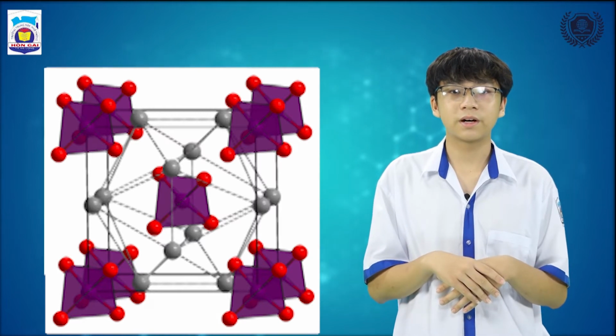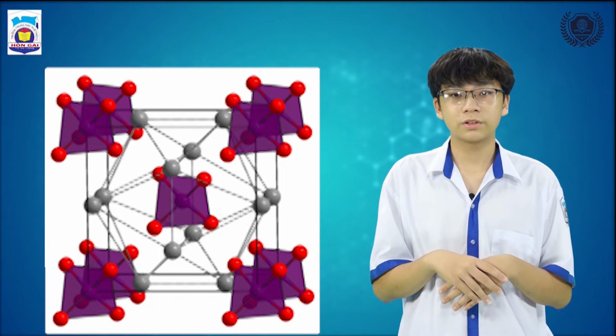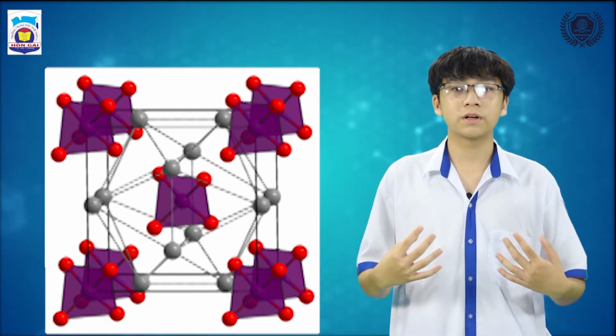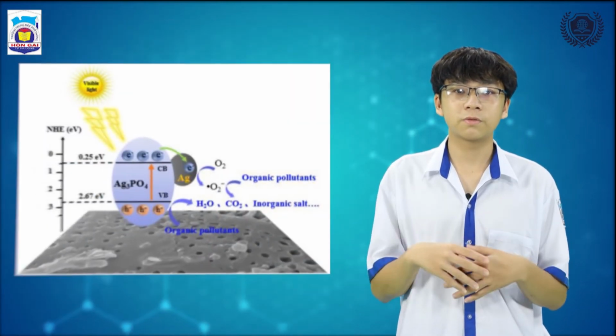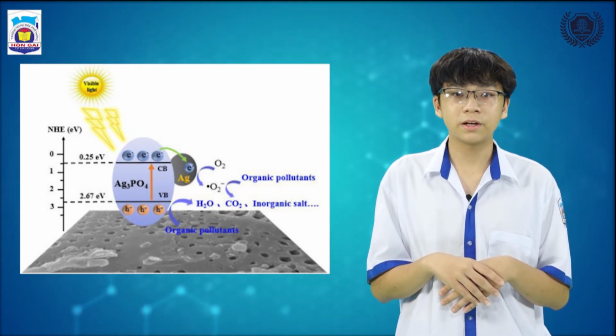In there, silver ions have the ability to absorb photogenerated electrons and be reduced to metal on the surface of the material, causing the structure of silver phosphate to be destroyed and reducing the activity of optical materials. That's why, in this study, we choose silver phosphate for photocatalytic reactions to deal with organic waste.